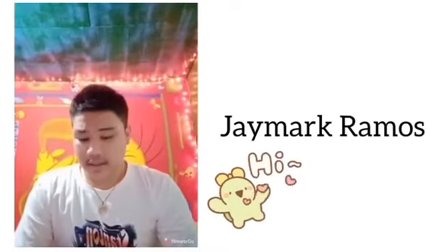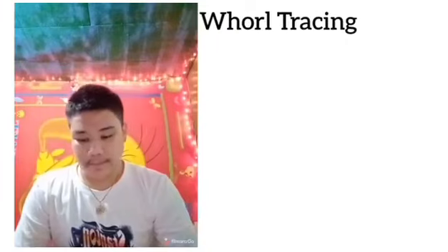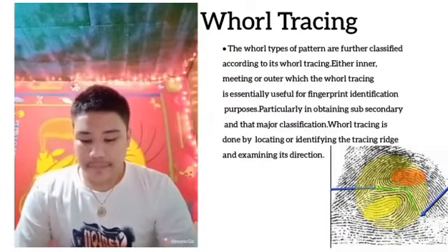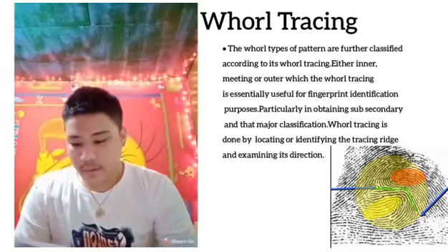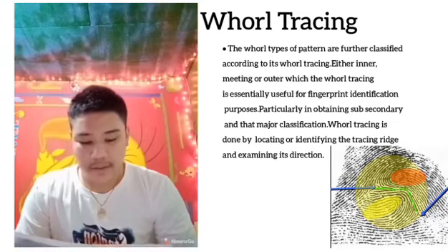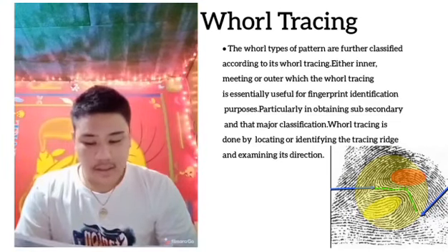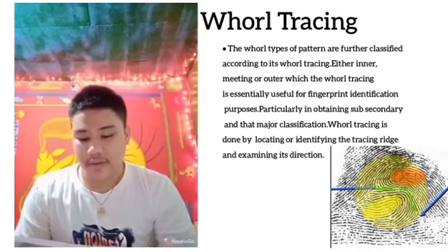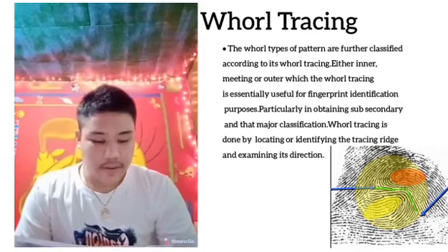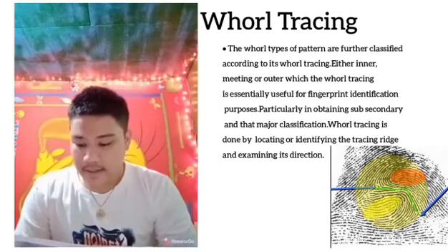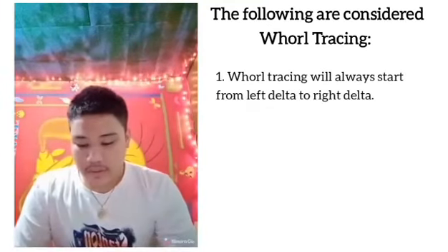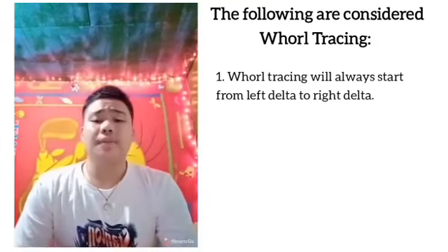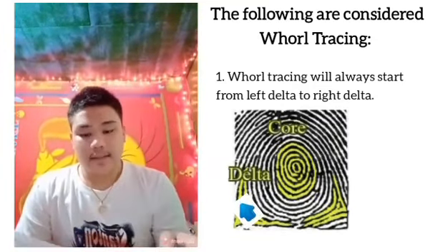That's all. Thank you. Hi ma'am, my name is Jaymark Ramos at ang discuss ko po ngayon ay ang whorl tracing. The whorl type of pattern is further classified according to its whorl tracing, either inner, meeting, or outer, which is essentially useful for fingerprint identification purposes, particularly in obtaining the subsecondary and the major classification. Whorl tracing is done by locating or identifying the tracing ridge and examining its direction. The following are considered in whorl tracing. Number 1. Whorl tracing will always start from the left delta to the right delta. Ang whorl tracing daw po ma'am ay nag-uumpisa lagi sa kaliwang delta papunta sa kanang delta.